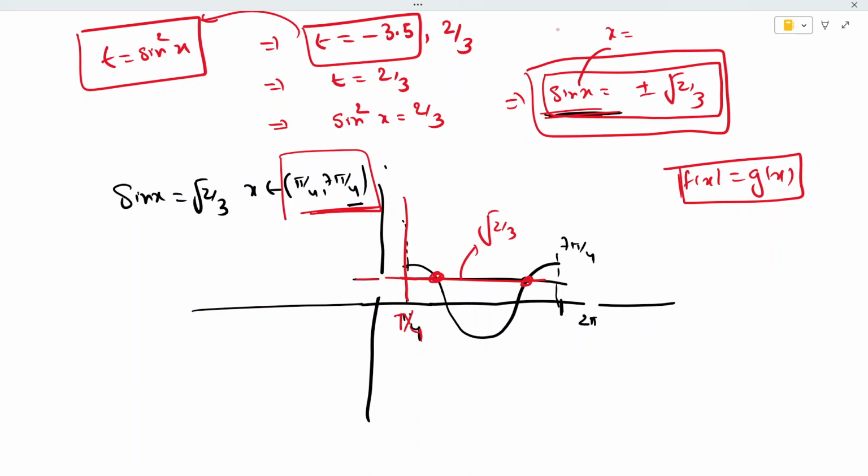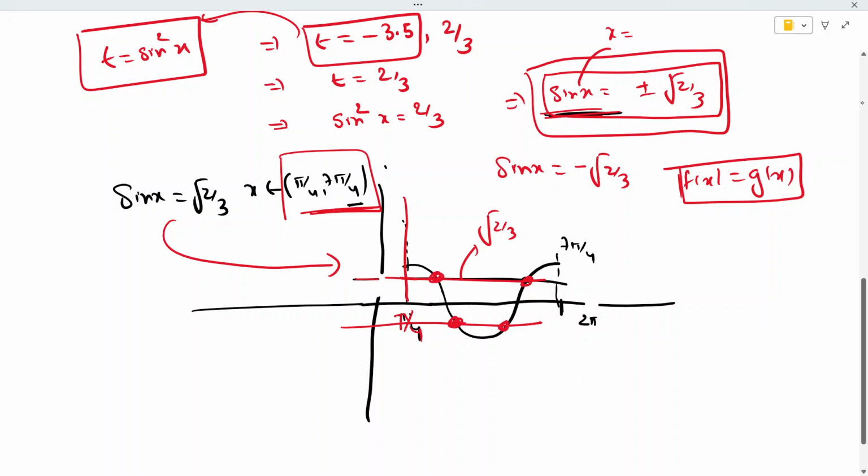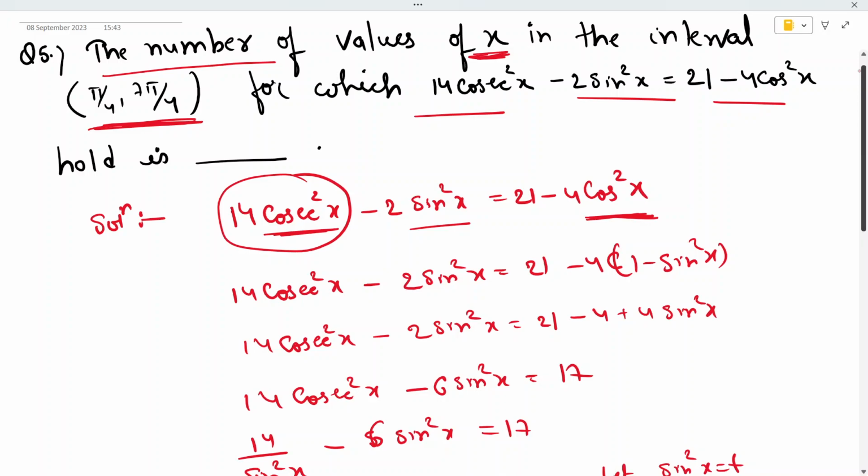Now again we plot, and when you assume sin x is equal to minus root 2 by 3, that is in the negative part, from here we also get two solutions. So finally, overall we get 4 solutions. So 4 solutions is the required answer.